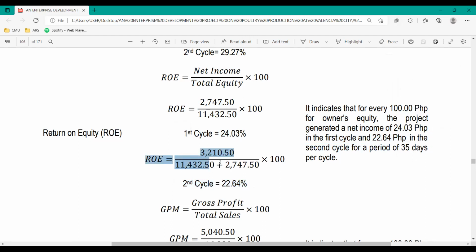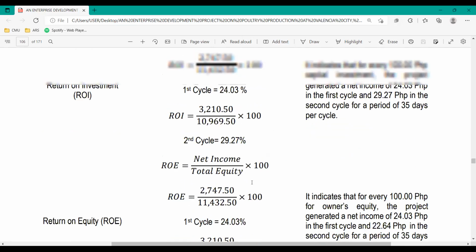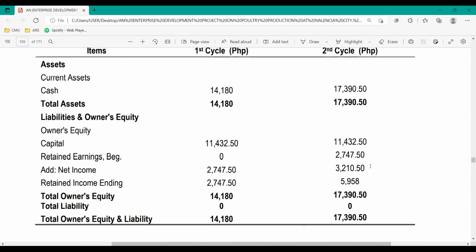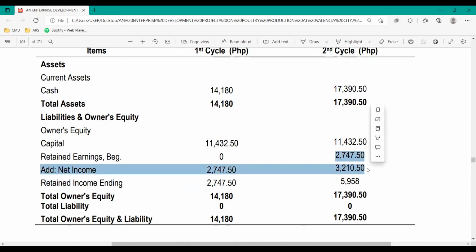So my ROE on my second cycle is a bit different. Why do you think so? It's not the same as my first cycle. So let's take a look at why my ROE increased on the second cycle. Let's look at my balance sheet. That is because I have added a net income. It became bigger, since another income was added in my second cycle, as you can see here.